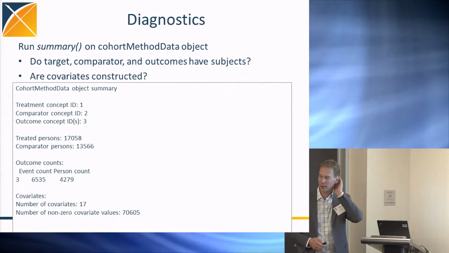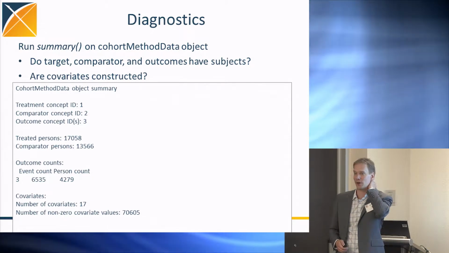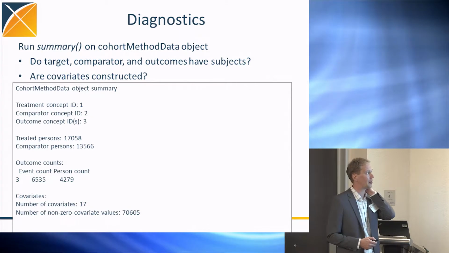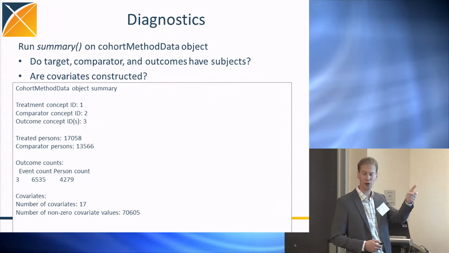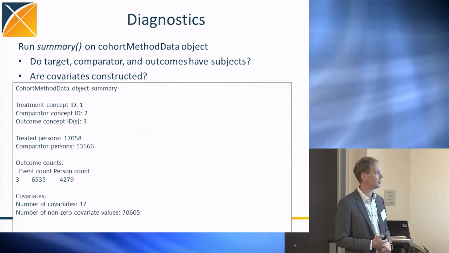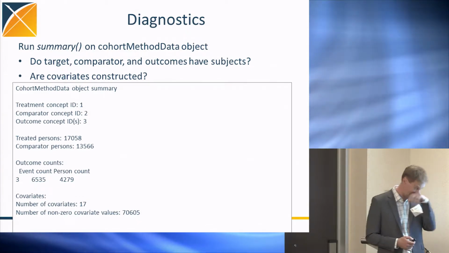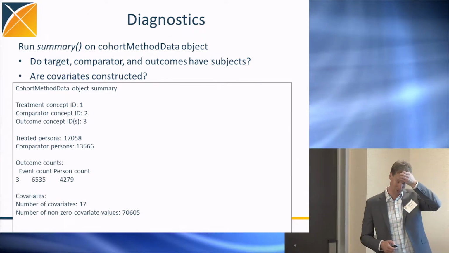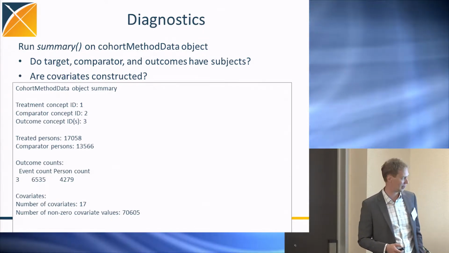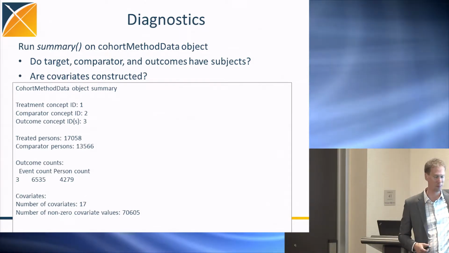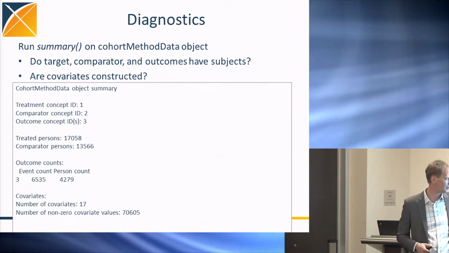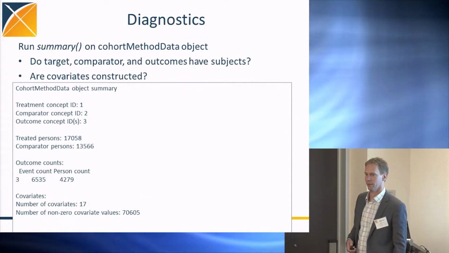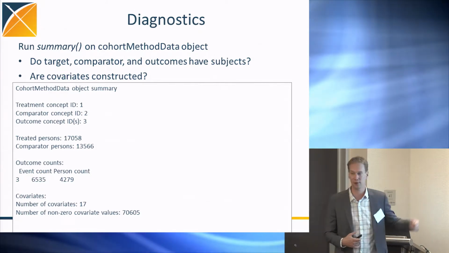Okay, so how can we then produce some diagnostics to make sure that everything went okay when we did the data fetch? We have the generic R function summary, and we can call it on the cohort method data object. Some things that might be of interest: are there at least people in your target, comparator and outcome cohort as you extracted it? So here's the number of people in T, the number of people in C, and here are the number of people that have the outcome in the set of people that are either in T or in C.